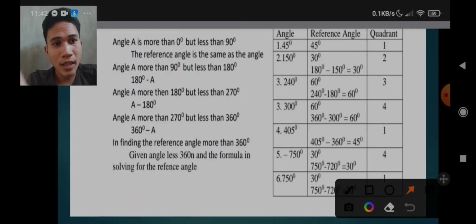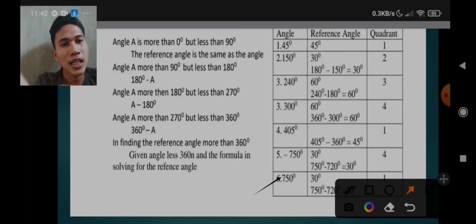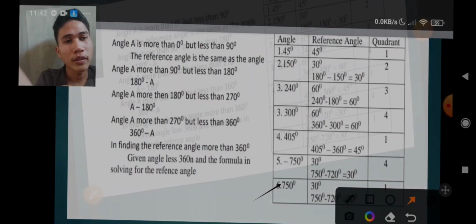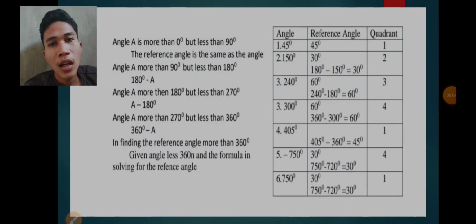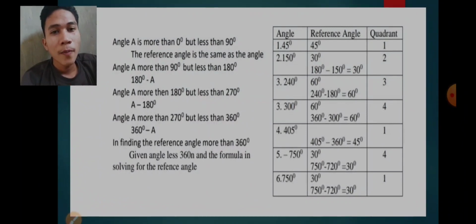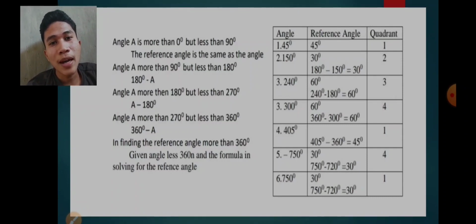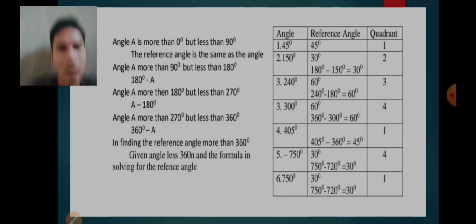The next example is number 6. We have 750 degrees. So 750 degrees minus 720 degrees. So the answer is 30 degrees. And 750 degrees is in quadrant 1. So to find the reference angle, always remember that reference angle is greater than 0 degrees but less than 90 degrees.